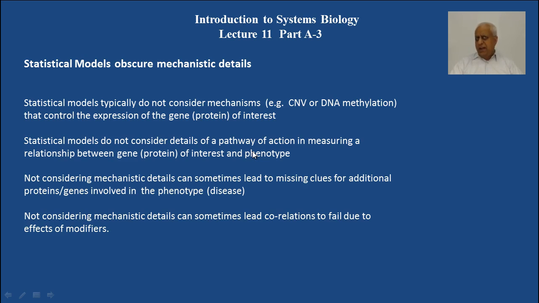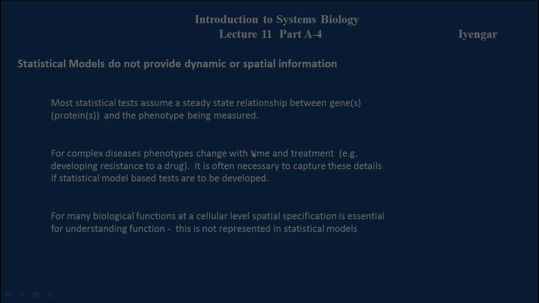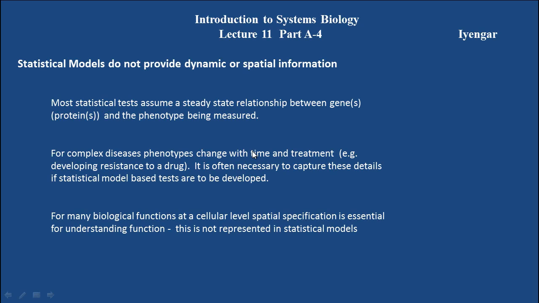And then when it fails, because you don't have knowledge and understanding of the mechanisms, one is not able to explain why the correlation doesn't work under a certain circumstance. So this is a limitation of statistical models. The other limitation of statistical models is that they do not provide dynamic or spatial information.